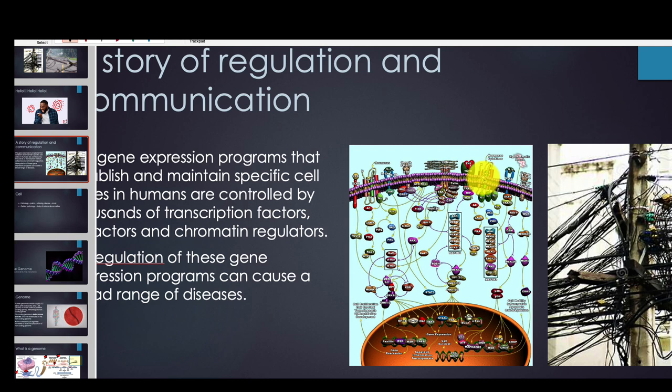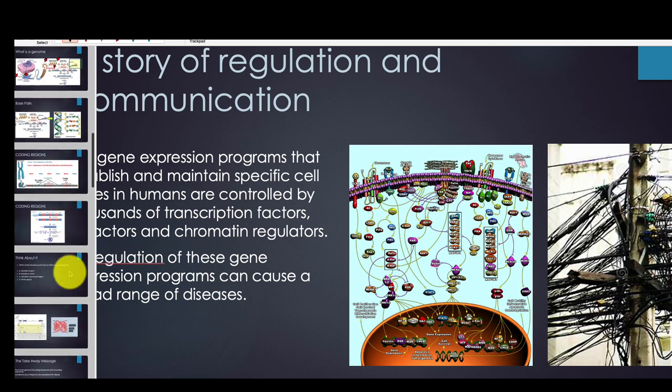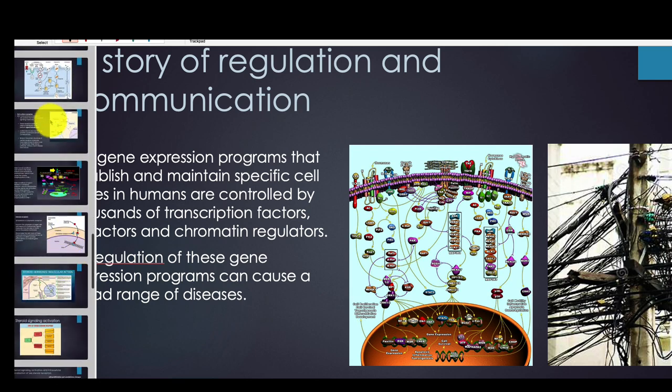It says GPCR. I'm sorry, G. That's a G protein coupled receptor. This is a receptor that goes through the membrane 6 or 7 times. You don't need to worry about that. I'm just showing you that what we're talking about here is used quite a bit in research.